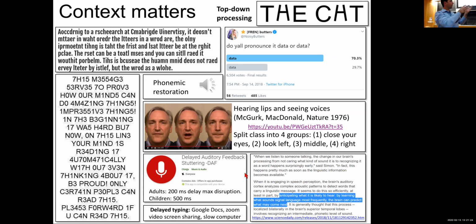And the whole point that I'm trying to make is, this is from just a random article that was talking about how, as you're walking down the street and you hear sound, the part of your brain that is actually processing language will kick in as soon as language is detected. And then it will immediately start both interpreting and anticipating future words and sort of completing the sentence, okay? So basically, this is achieved in part by anticipating what is likely to be heard. By learning what sounds signal language most frequently, the brain can predict what may come next. And during your speech processing, your brain is constantly anticipating, okay?